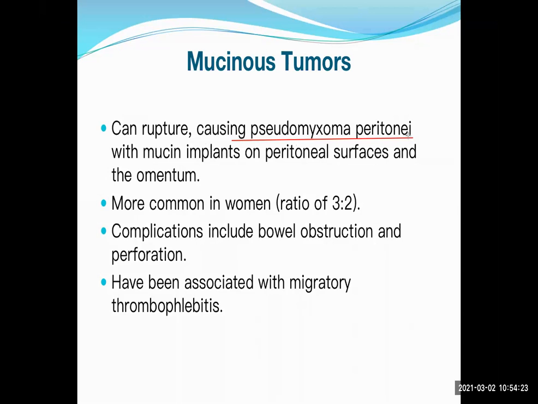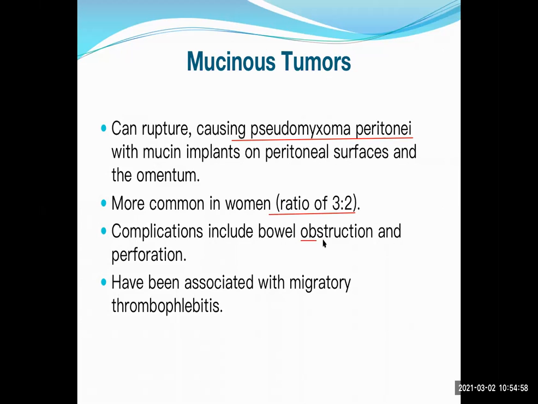Pseudomyxoma peritonei. This can be asked as an important question in the MCQ exam. This is not the only condition which can lead to pseudomyxoma peritonei. Sometimes ovarian tumor can also lead to this situation, because there are different types of ovarian tumor. One of the ovarian tumors may be mucinous cystadenoma. If that mucinous cystadenoma also ruptures, then a similar type of condition will develop. It is more common in females in the ratio of 3:2.